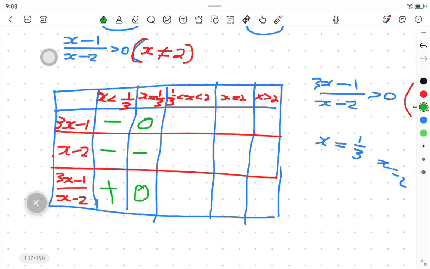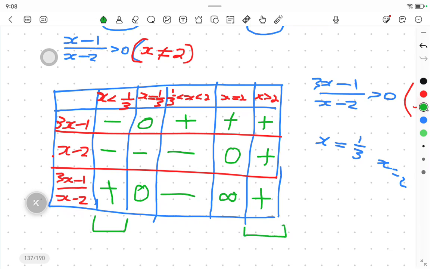Then if I plug in a value in between 1 over 3 and 2, let's say I plug a 1, I'm going to get a positive. Here I plug a 1, a negative. So this will be a negative. Then if I plug a 2, that will be 6 minus 1, positive. Plug a 2 here, it's a 0. This will be infinity. Positive divided by 0 is infinity. Plug a number that is greater, it's positive. Also this will be positive, divided by this is positive. So the solution set of this one would lie here. Alright?